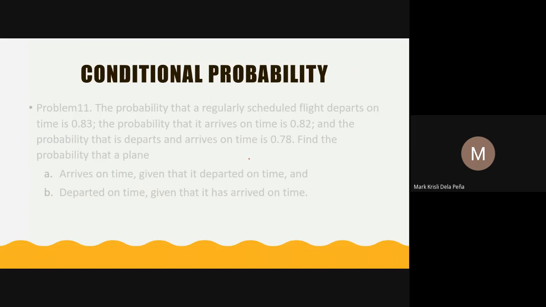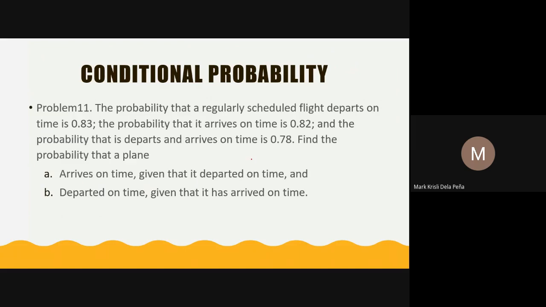Okay, let's take another example. We have here another problem. The probability that a regularly scheduled flight departs on time is 0.83. The probability that it arrives on time is 0.82. And the probability that it departs and arrives on time is 0.78. In this case, we are given these values already in their probability forms.